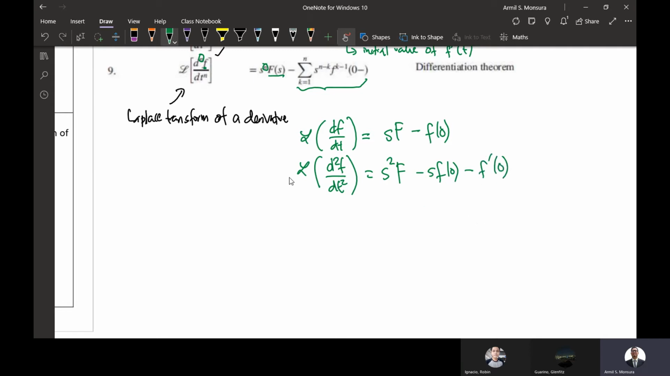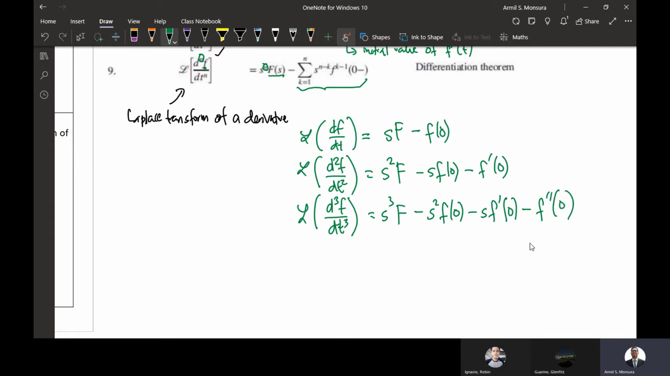So, dun tayo sa third derivative. Laplace ng third derivative ng f with respect to t. So, s cube ito times F kasi third derivative na siya. Minus s square times f of 0. Minus s times f prime of 0. Minus f double prime of 0.